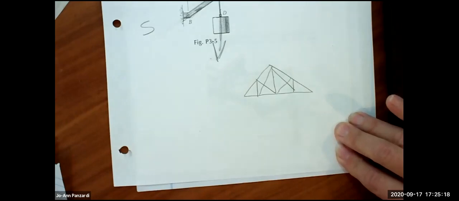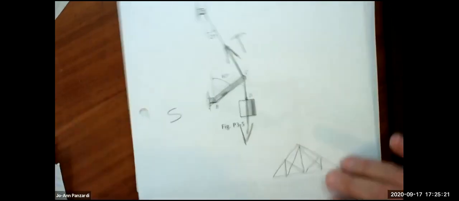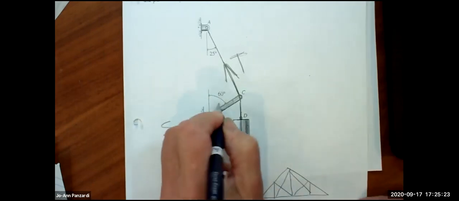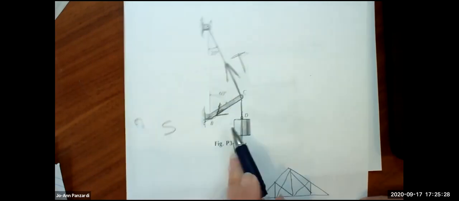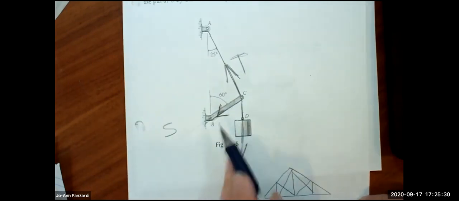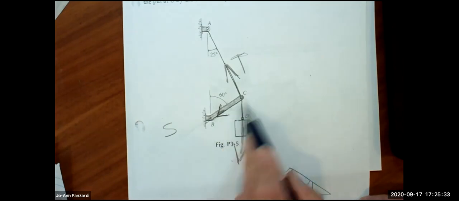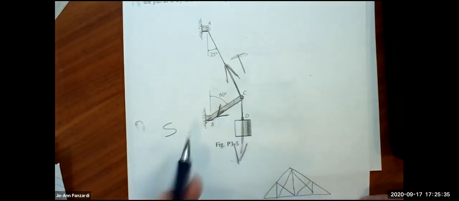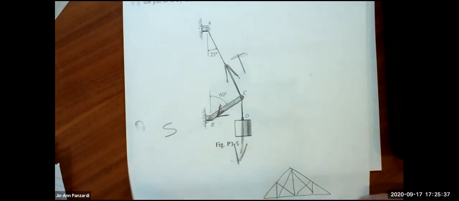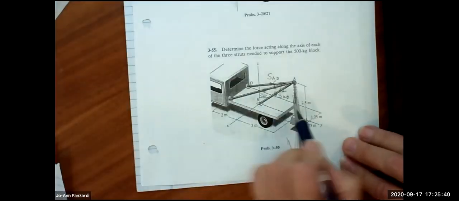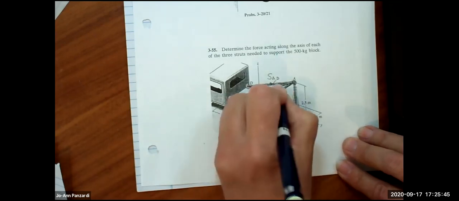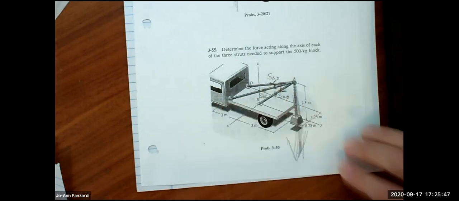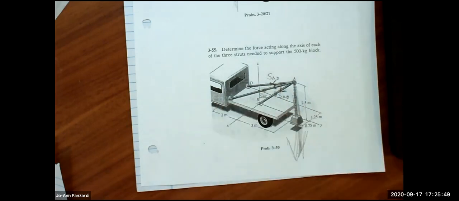Okay. Remember here, we drew the strut going down in tension, away from C. But in the end, we got a negative value, which said it's going in compression. So even though Isaac thinks AB is probably in compression, we're going to draw them all in tension. If we get a positive value, it's tension, and if we get a negative value, it's compression.